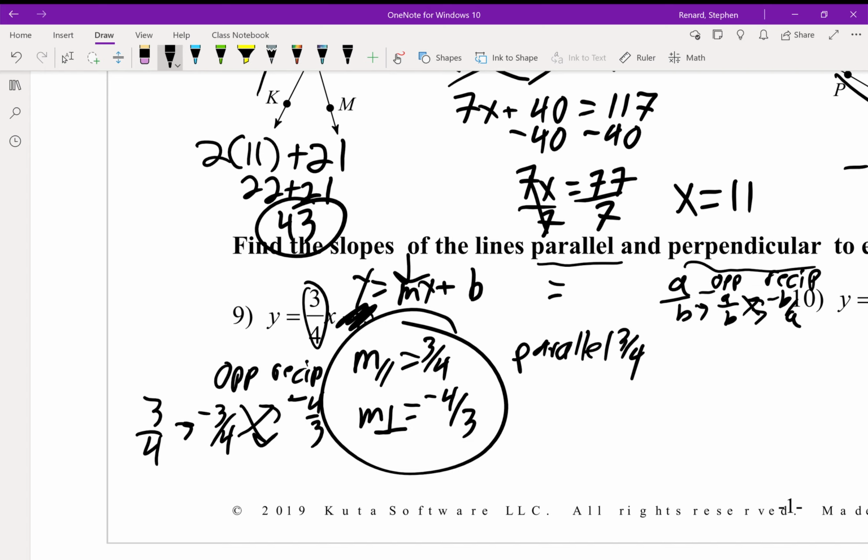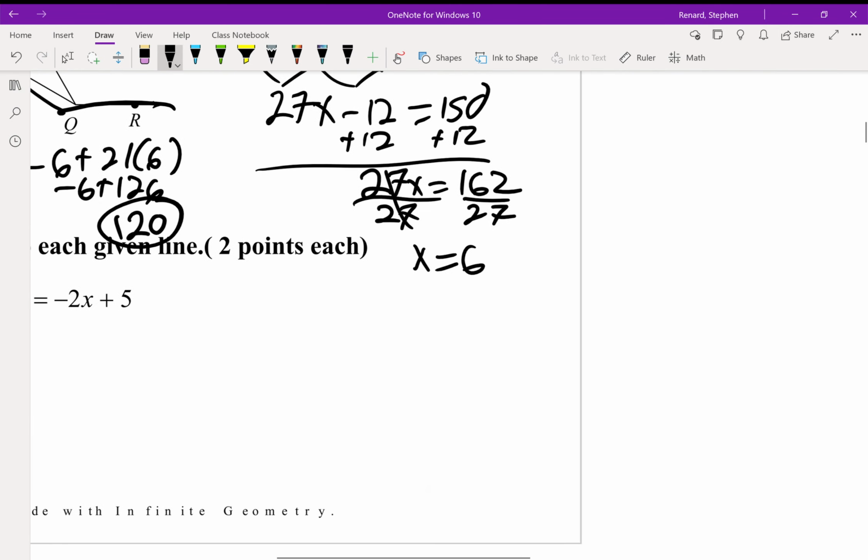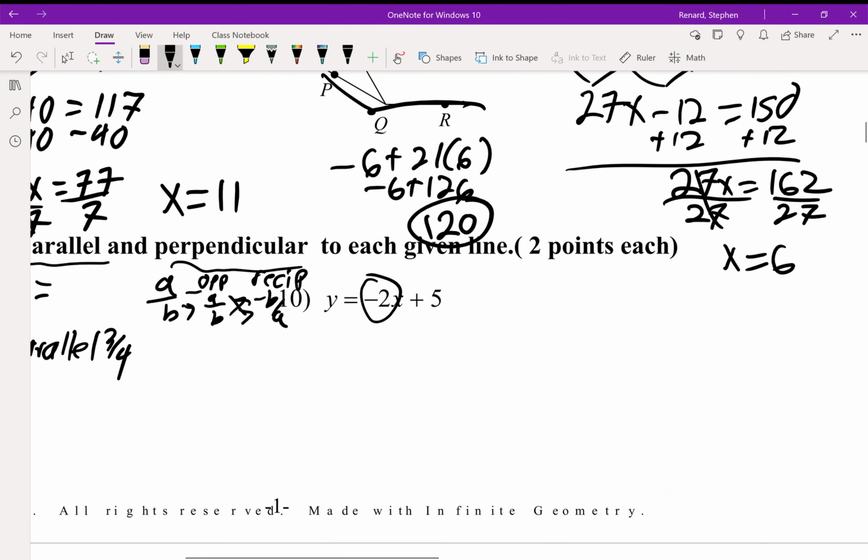We actually don't worry about that y-intercept at all right now. We're only focusing on the slope. So number 10, our slope's negative 2. Parallel super easy. We just copy it down.